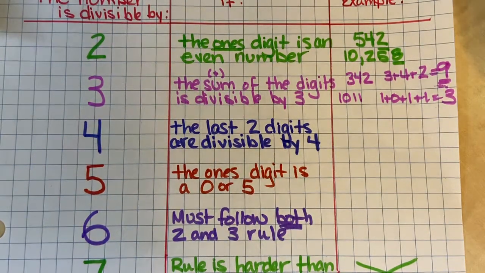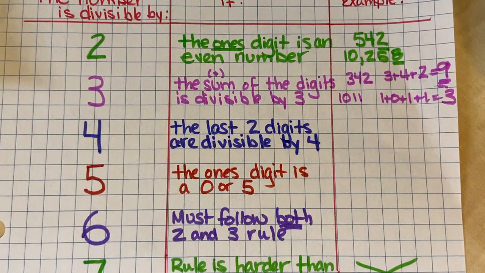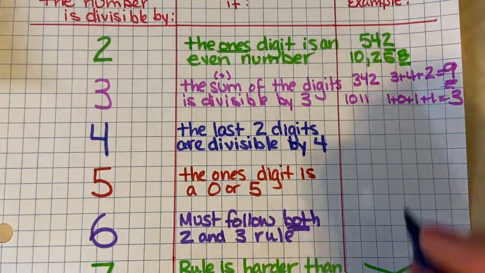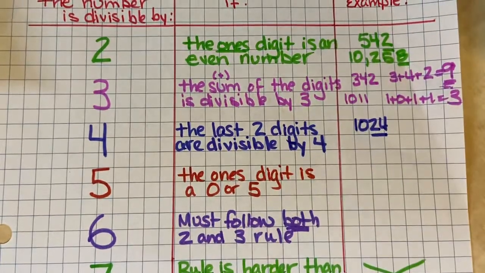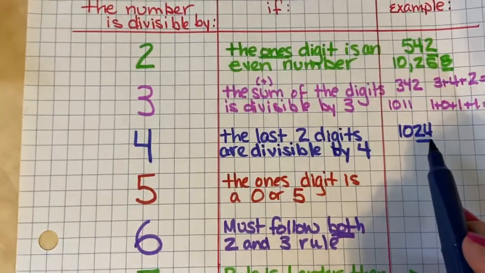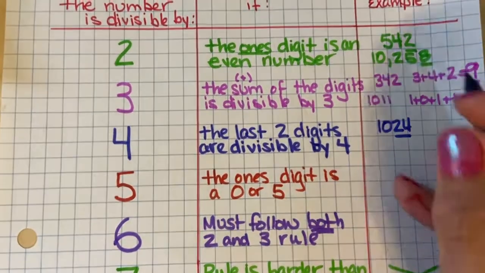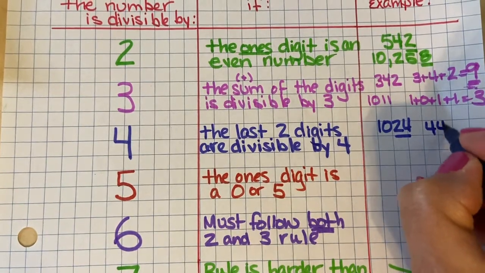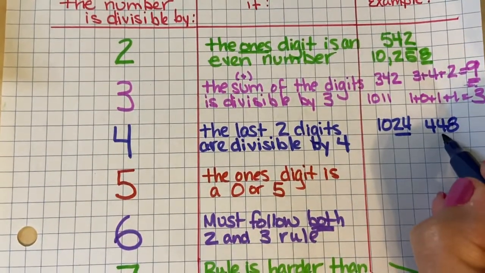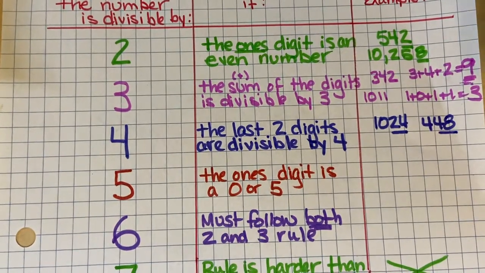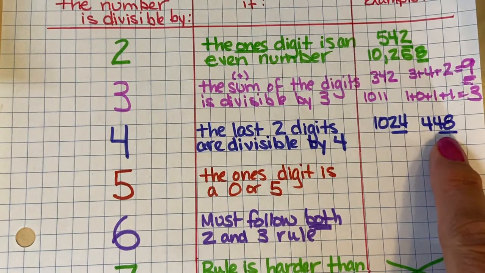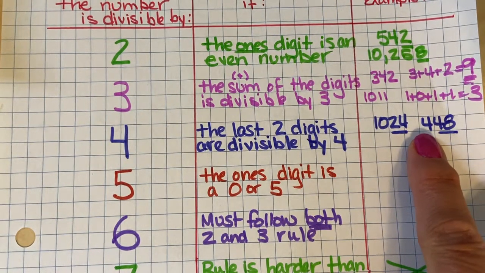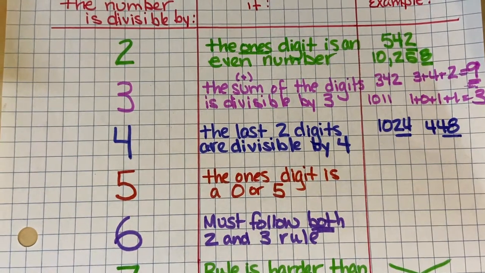All right, divisible by 4. That means the last 2 digits have to be divisible by 4. So if I had 1024, I'm going to look at the 24. If 4 goes into 24 evenly, 4 will go into 1024. All right, another example might be 448. If 4 goes into 48 evenly, then 4 will go into 448. The reason it's just the last 2 digits is because 4 goes into 100 25 times always. So I know it's going to go into all the hundreds. I just have to look at the last 2, okay?